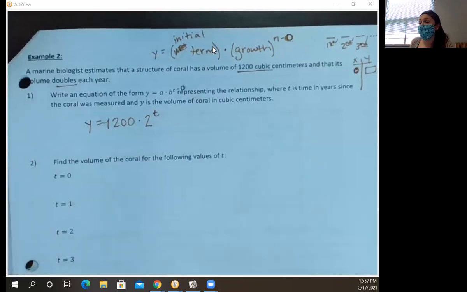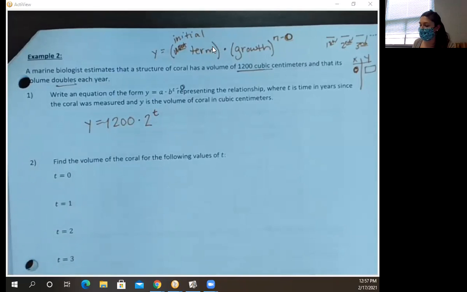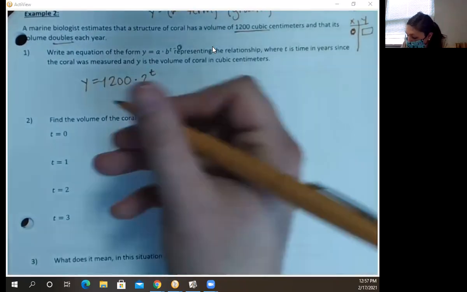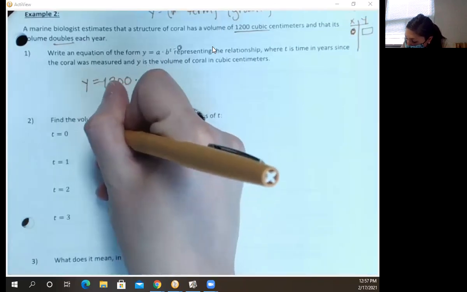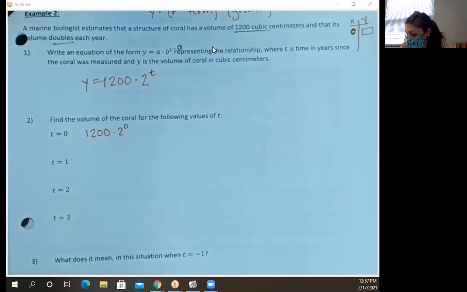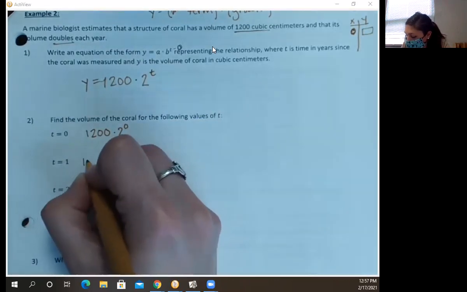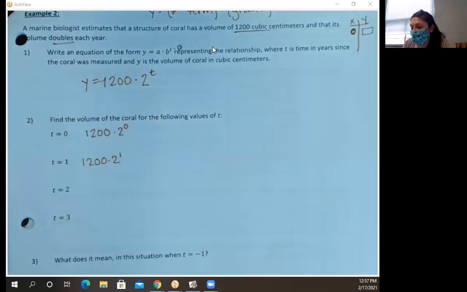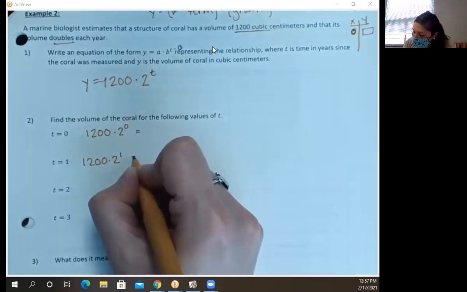Questions for me on number 1? Okay, so then number 2 is asking us to do something we've done before. Find the volume of the coral for the following values of t. So that means I'm just going to plug in t equals 0 to my function. Or I'm going to plug in t equals 1 to my function and figure out what I get.